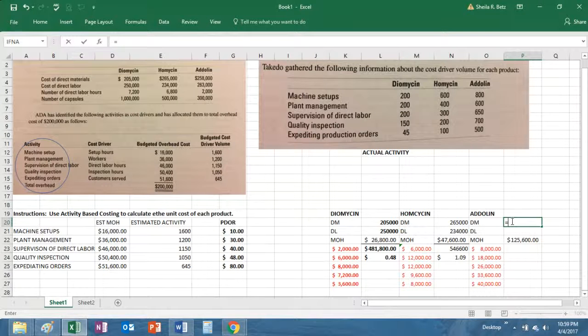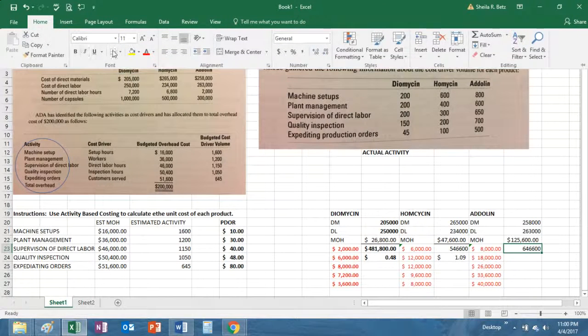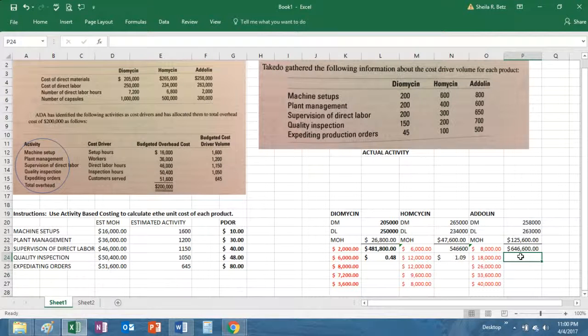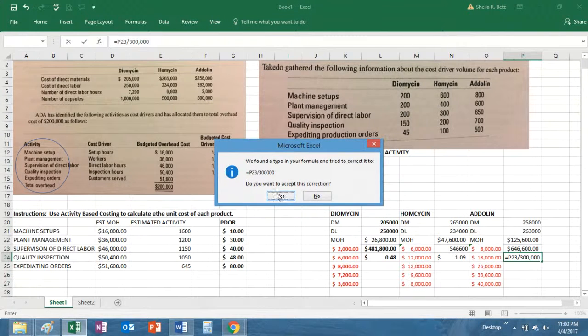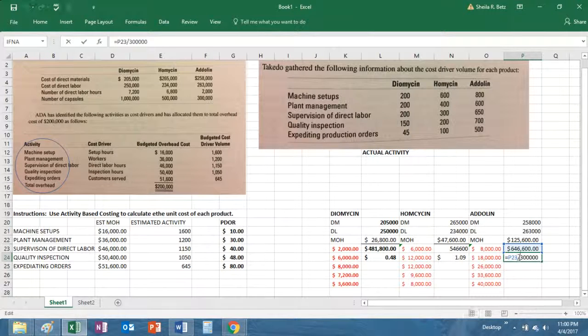And just putting the final touches, we get a total cost of $646,600. Once again, we still want to know the per unit cost. Divide by the number of capsules of 300,000. And we get $2.16. Now, you may be thinking there's some information we didn't use.